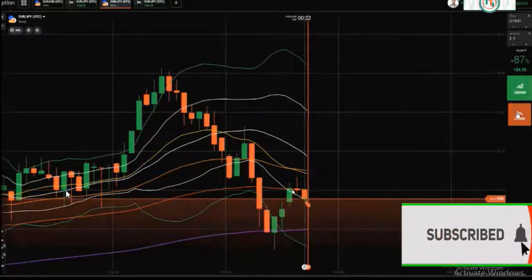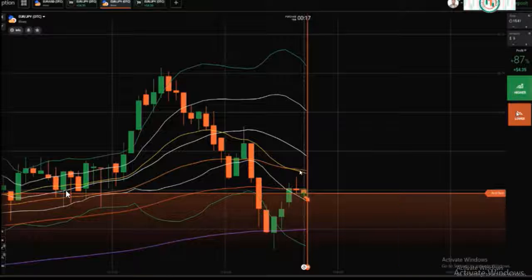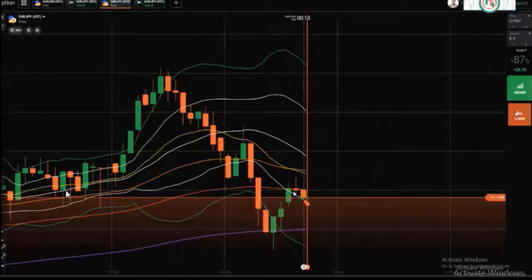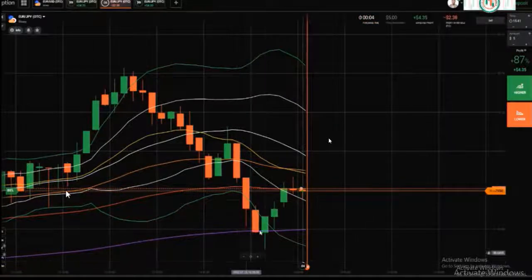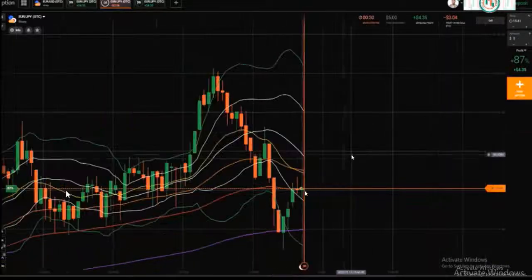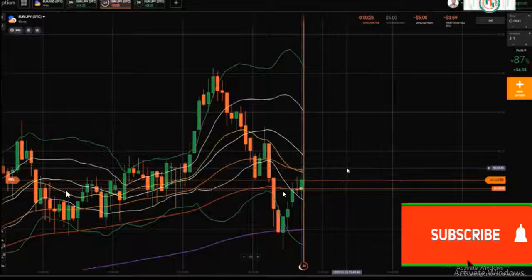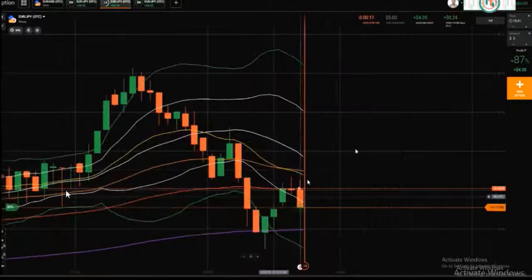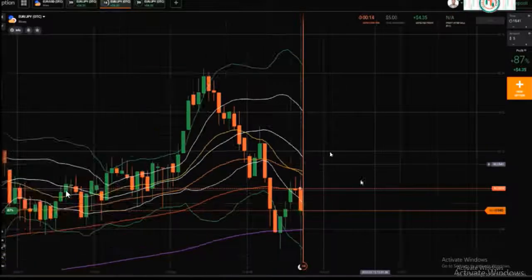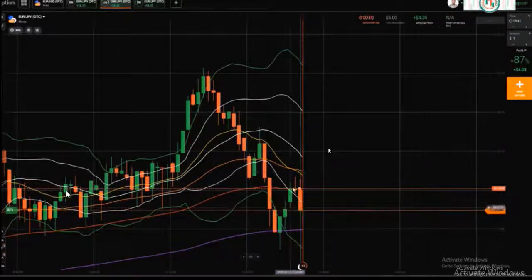So here is a Gravestone at key level. I place my trade put option again because of the Gravestone Doji at 100 EMA. So I know definitely the market will reverse. So that's why I place my trade put option.